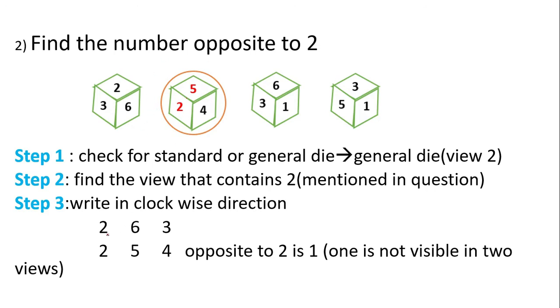Now I have written in clockwise direction. It is 2 6 3 from the first die, and starting from 2 again in a clockwise direction, 2 5 and 4. So now the opposite side of 2 is the number that is not present in these two rows, that is 1. So the opposite side of 2 is 1.